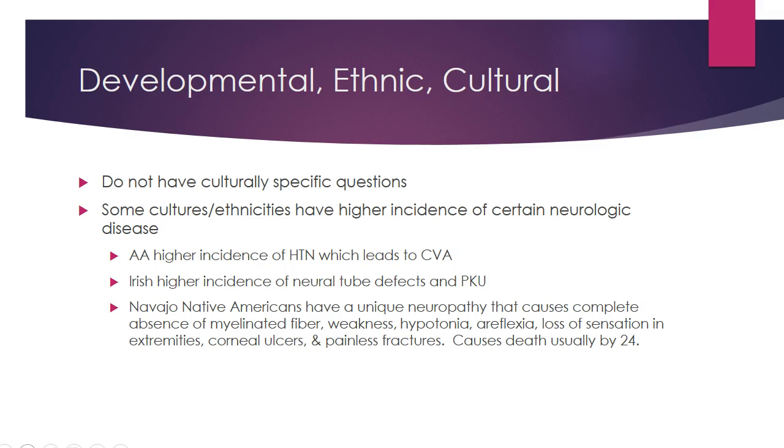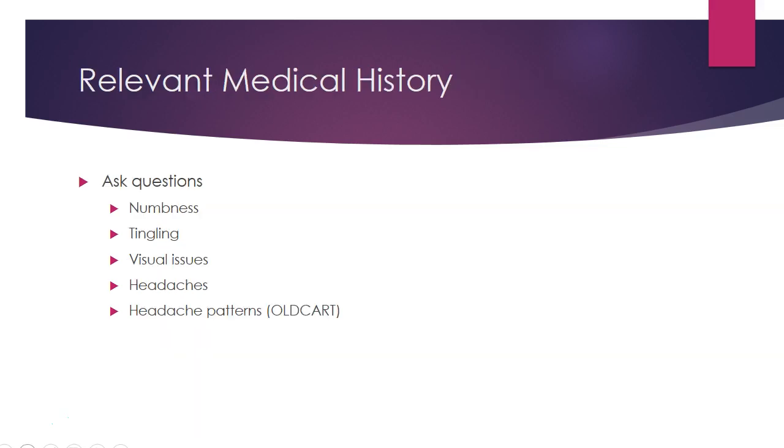Your Navajo Native Americans have a unique neuropathy, and this causes an absence of myelinated fiber, which causes weakness, hypotonia, areflexia. They have sensory loss in their extremities, corneal ulcers, and painless fractures. It generally causes death by age 24. I imagine nobody here has seen that because we don't have a very high Navajo population.